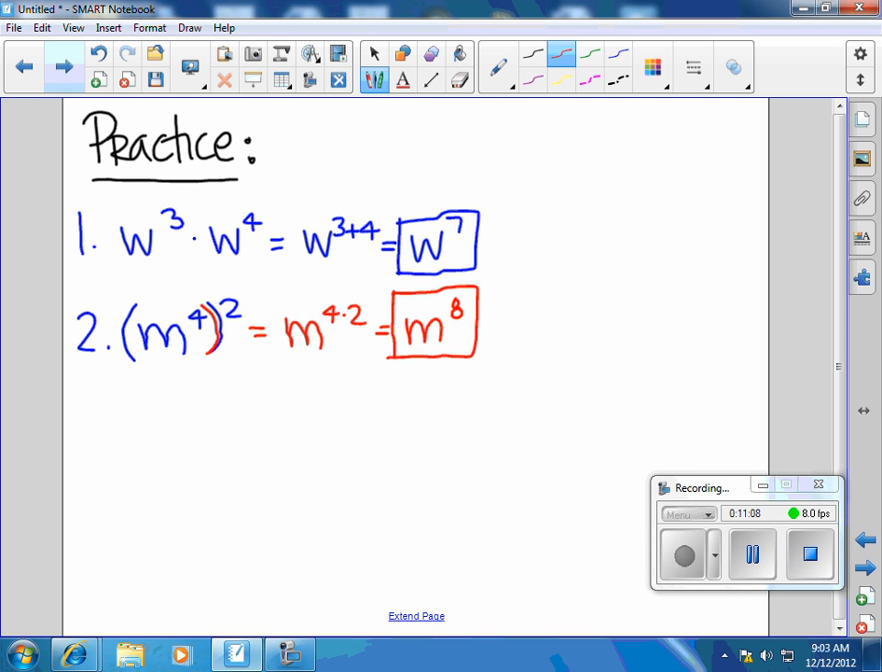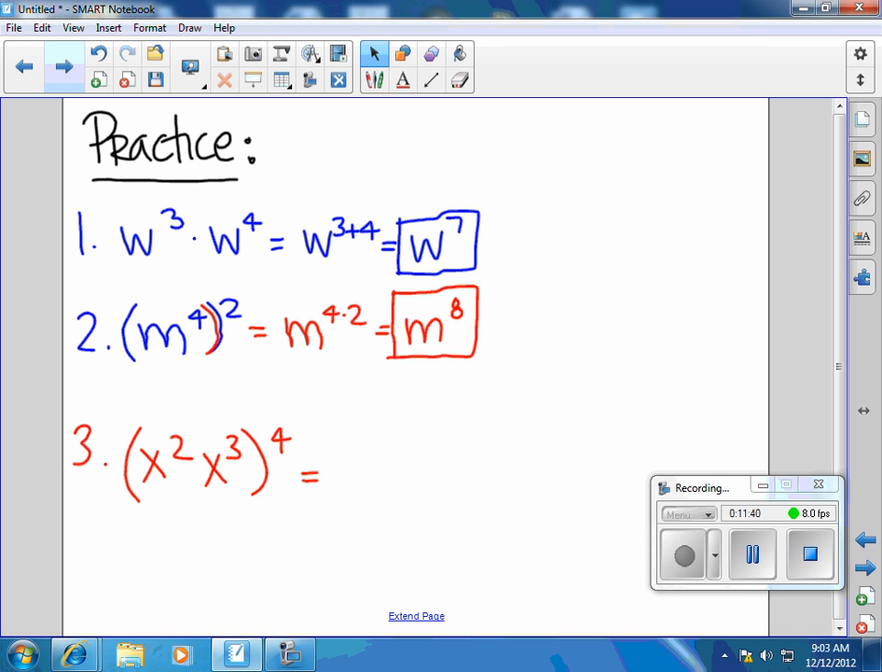Let's do one with rule number 3 that we just got done doing. Let's say that I have x squared times x cubed, all in parentheses. And I want to take it to the 4th power. There's a couple different ways that we could approach this problem. The first thing I could do is distribute that 4 to both of those things there. Or I could take a look inside my parentheses. There's something to simplify there first. And remember, simplify parentheses before you do anything else.